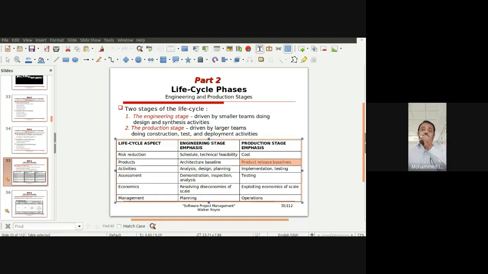The product baseline is the approved technical documentation which describes the configuration of change during the production, or you can say development of the product or a software. That is the thing. Next, if you see activities, in the engineering stage, the emphasis will be on the analysis.